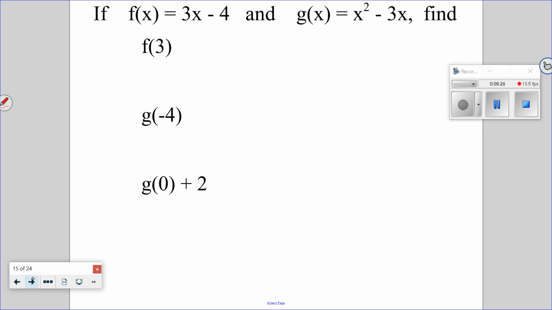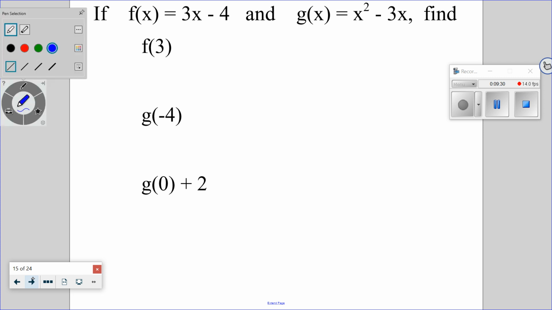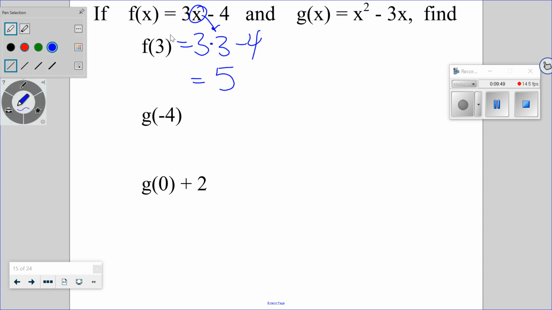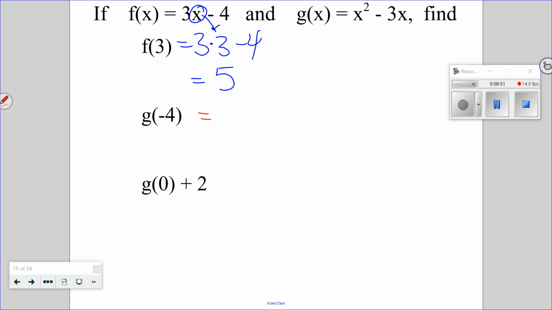Real fast, f of 3, so that's 3 from the function, the x is replaced with 3 minus 4. 9 minus 4 is 5. G of x, so we could certainly do another function. Okay. Negative 4 squared minus 3 times negative 4. Okay, 16 plus 12 is 28. Negative times negative is positive.